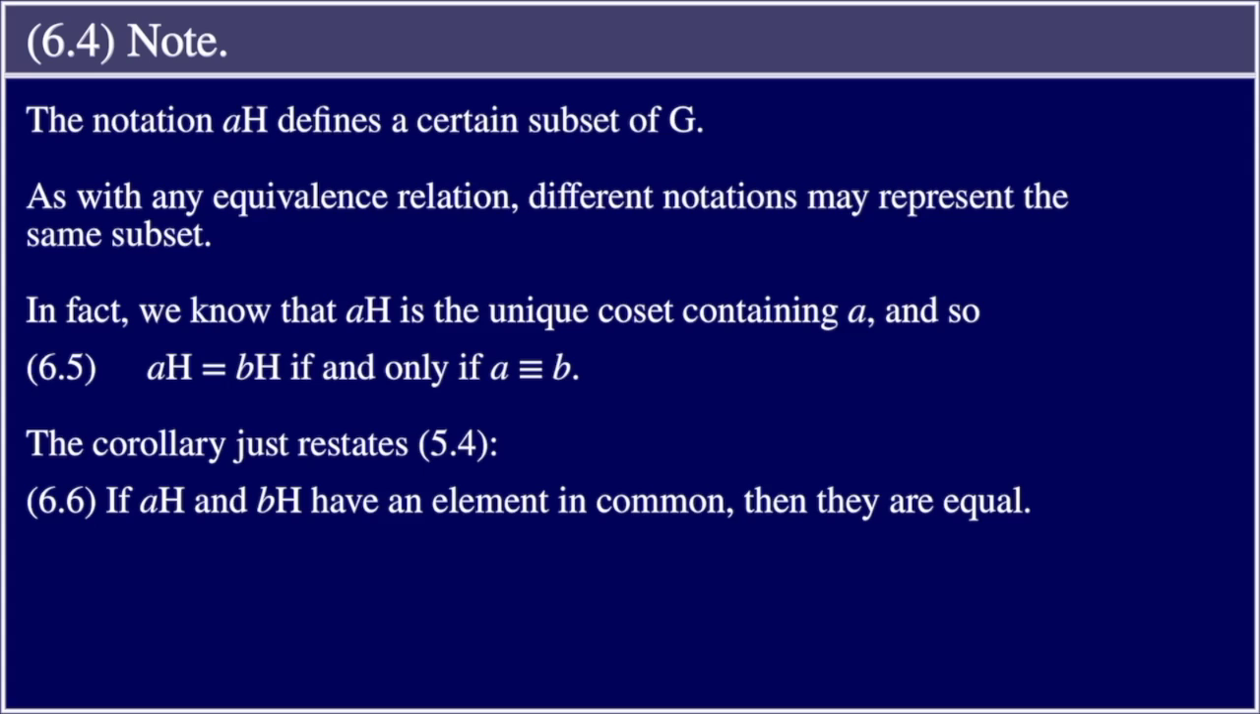6.4. Note. The notation aH defines a certain subset of G. As with any equivalence relation, different notations may represent the same subset. In fact, we know that aH is the unique coset containing a, and so 6.5, aH equals bH if and only if a is congruent to b. The corollary just restates 5.4. 6.6, if aH and bH have an element in common, then they are equal.